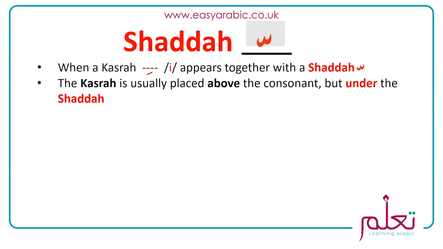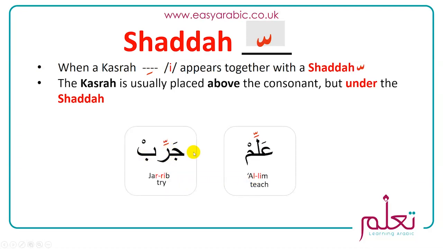Okay, now when the shadda has a kasra, the kasra is placed underneath, where the fatha is on top of the W. The kasra is underneath. So if we look at this word here, allim, just notice that sometimes you do find instances where they put the kasra underneath, but this is how it's normally written. So allim, and then we've got jarrib.